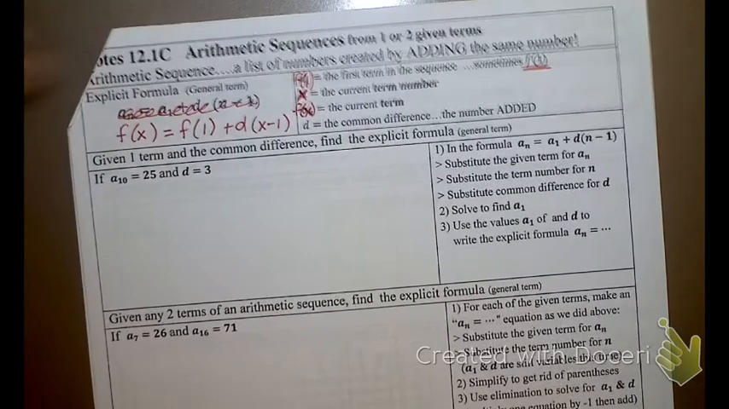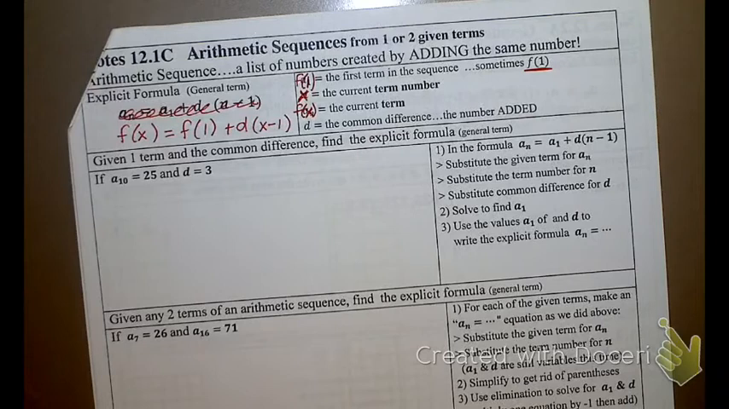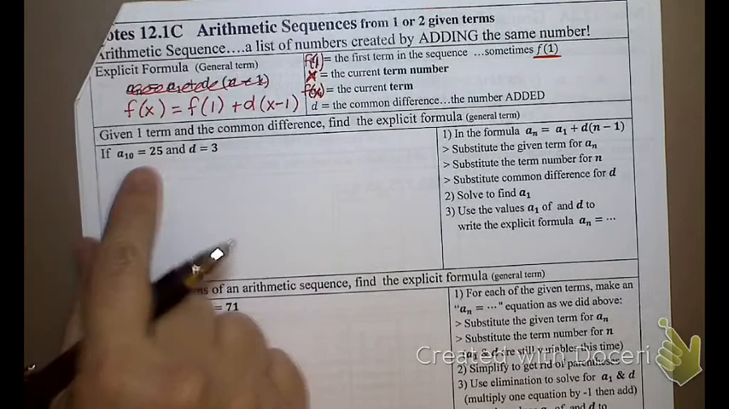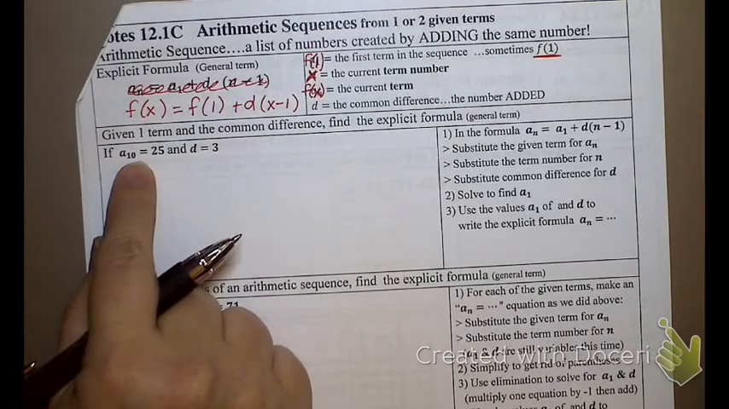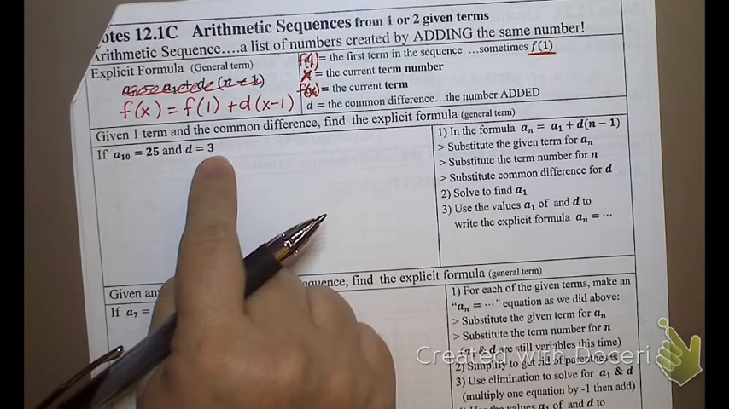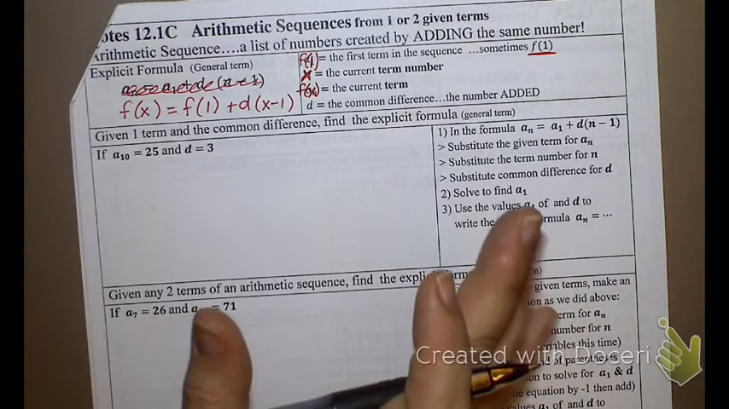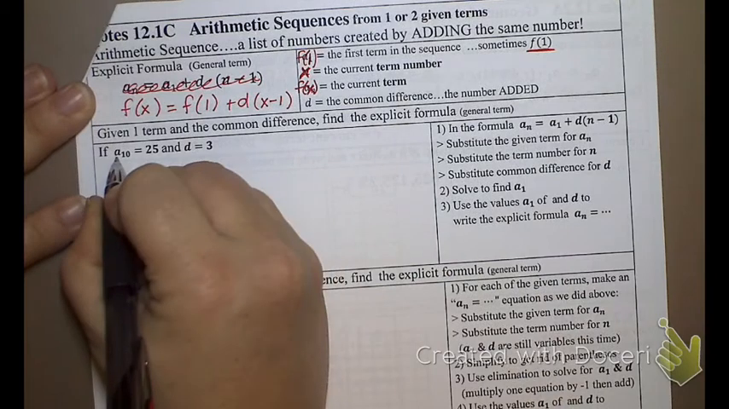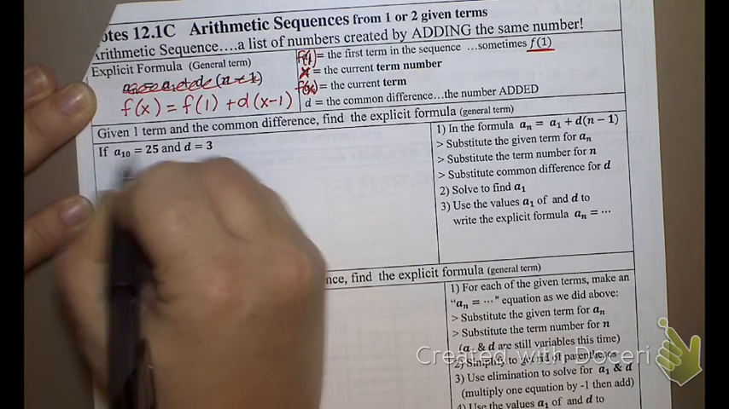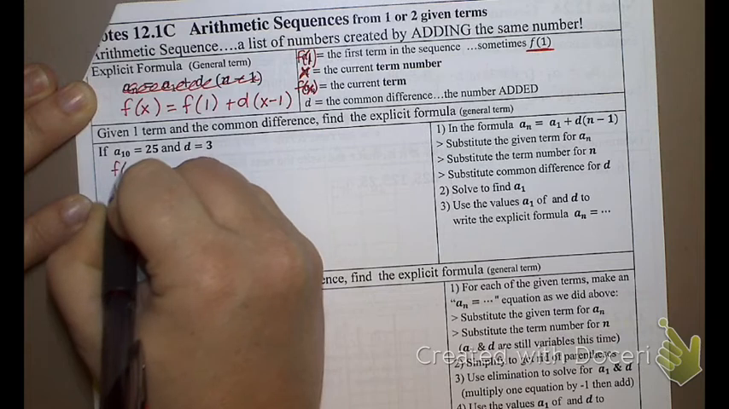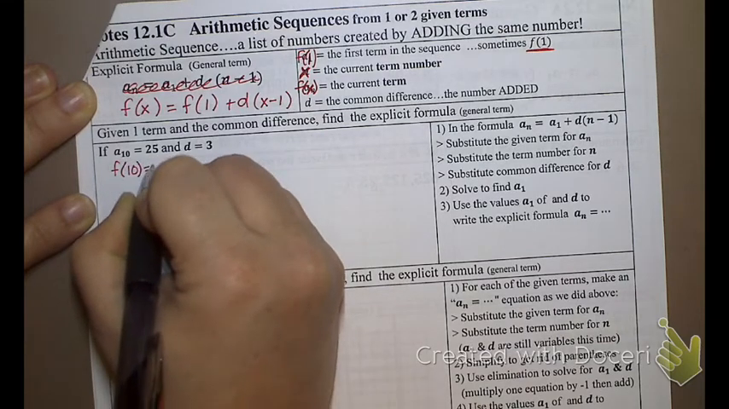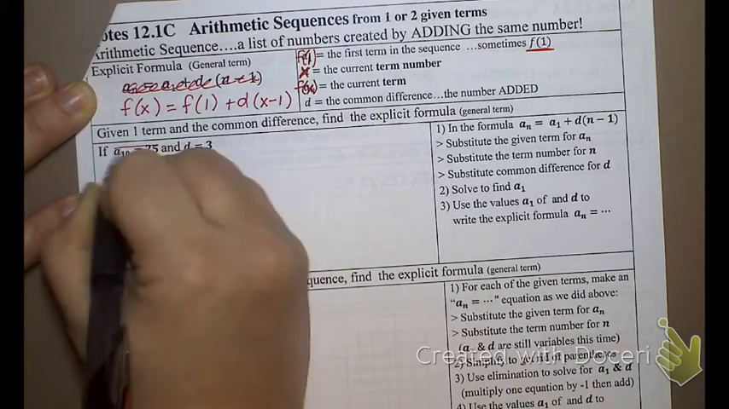Now, we're going to do two different types of problems today. Okay? This says if I am given one term and the common difference, can you come up with the explicit formula? So I'm not given the whole sequence, but I'm given one random term. It may or may not be the first term and the common difference. Now, in our notation, we would not write a sub 10 equals 25. We would write what? F of 10 equals 25. That's the way we'll see it on our homework, too.